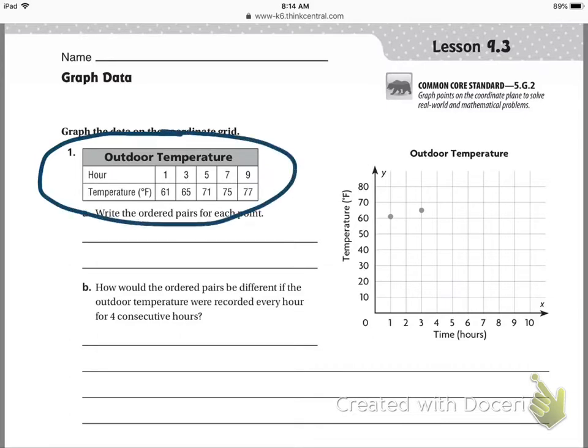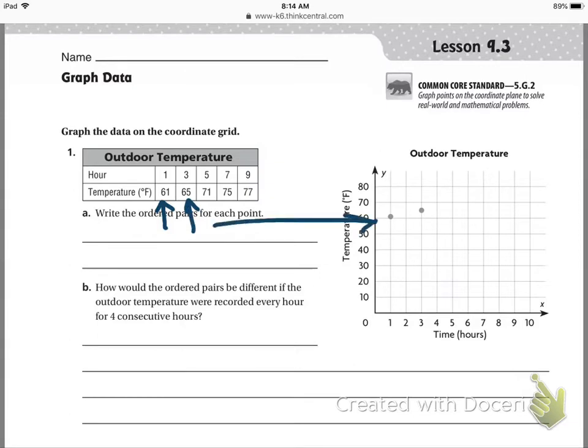In this set of data, the temperature was recorded throughout the day to reveal how it increases or decreases. For example, in the first hour, the temperature was 61 degrees. In the third hour, the temperature was 65 degrees. So you can see in the 2 hours, the temperature rose by 4 degrees. What they've done already is graphed these two ordered pairs onto this graph.